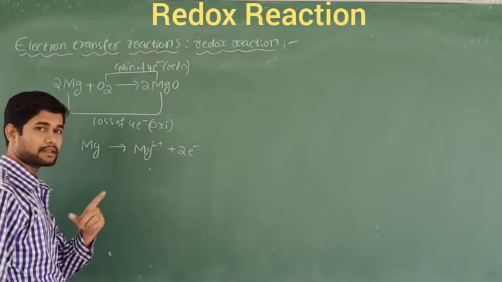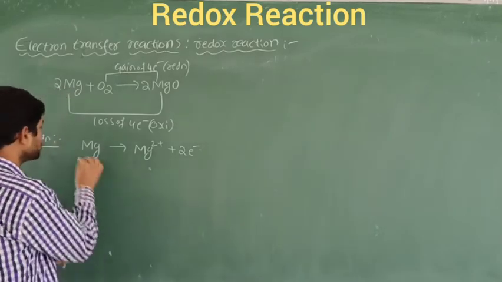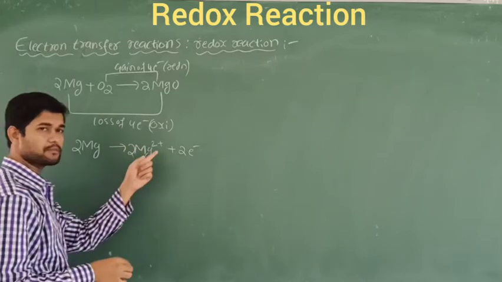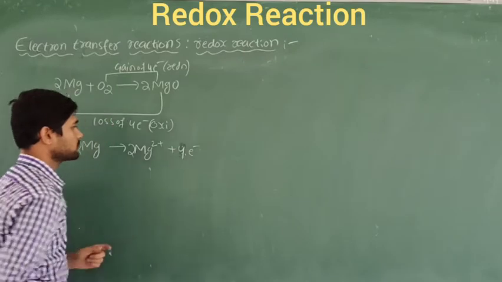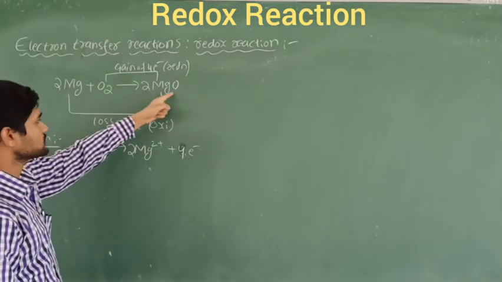But how many magnesium does our reactant contain? 2 magnesium. So I am going to double this. 2 Mg becomes 2 Mg2+. What about these 2 electrons? Now these 2 electrons become 4 electrons. So that's why magnesium here loses 4 electrons to become 2 MgO.